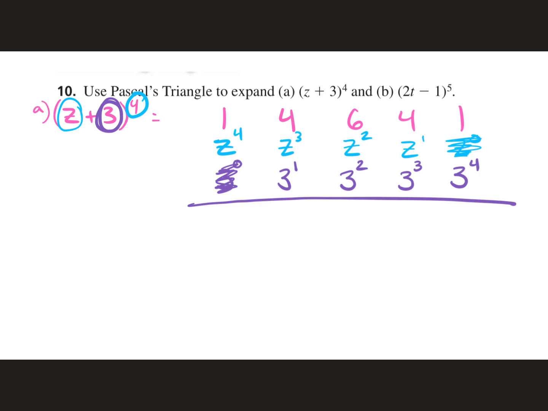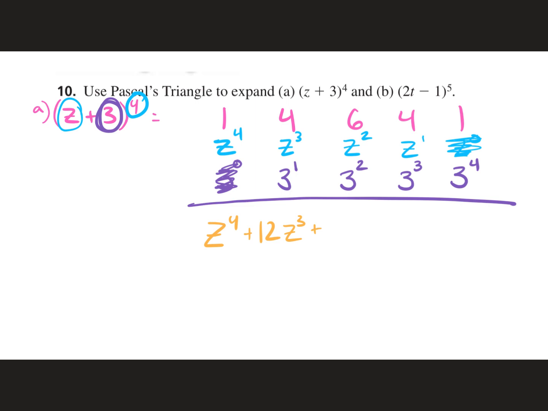All right, so let's multiply our columns. What is 1 times z to the 4th power? Z to the 4th power. Next, I always like to multiply the numbers together first, and then we'll just put the variable on it. So what is 4 times 3? 12. So we have 12 z to the 3rd power.